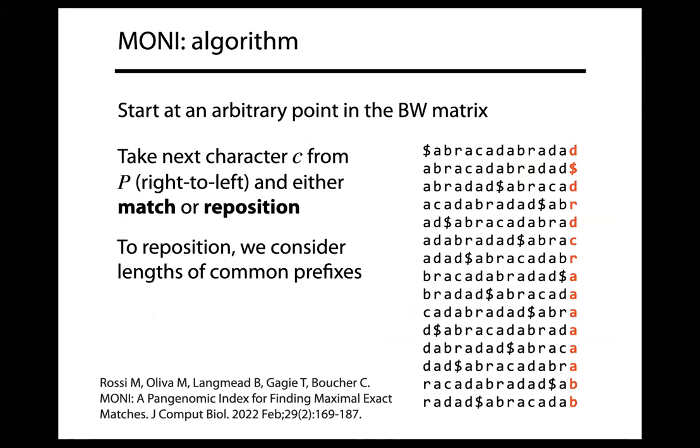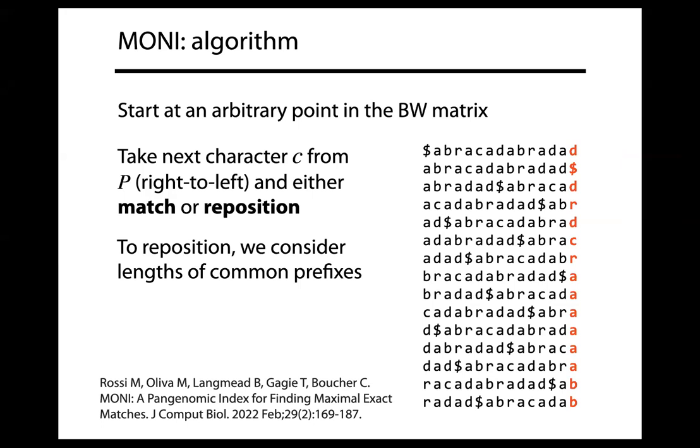So here's the idea. This algorithm will start at an arbitrary point in this same matrix that we saw before. I have to show a larger example for this to be interesting. So here's a larger Burrows-Wheeler matrix. And then it's going to move character by character through the pattern right to left. And for each character, it's going to do one of two things. It's going to match, or it's going to reposition, then match. So it's got a choice. It either matches immediately or it repositions and then it matches. As we'll see, in order to reposition, it has to do some reasoning about common prefixes of rows of this matrix.